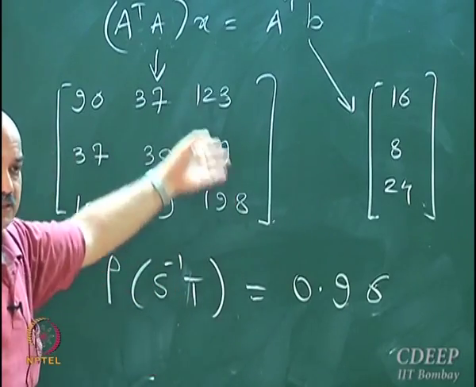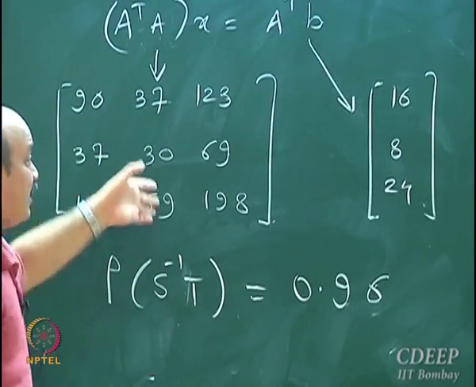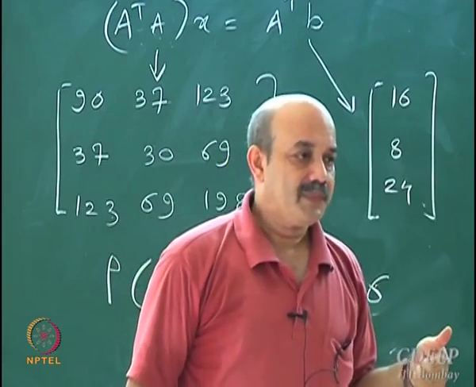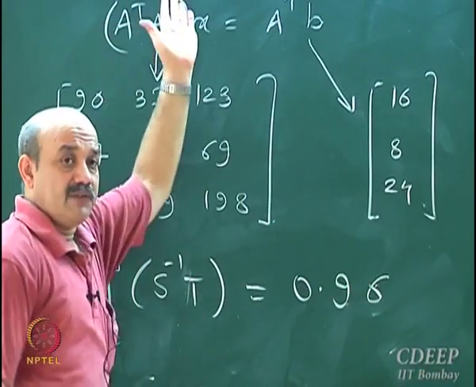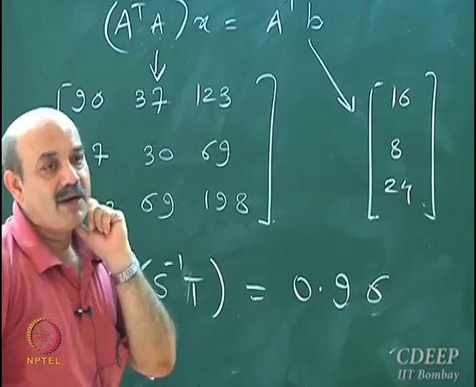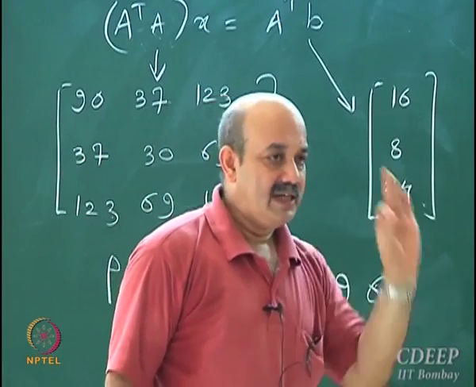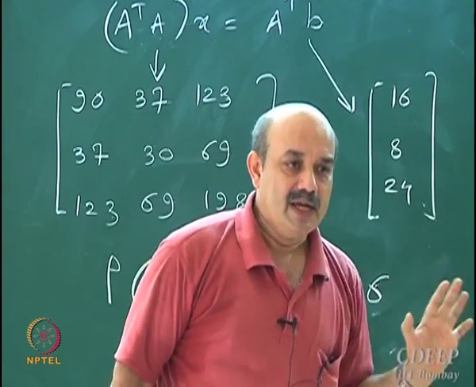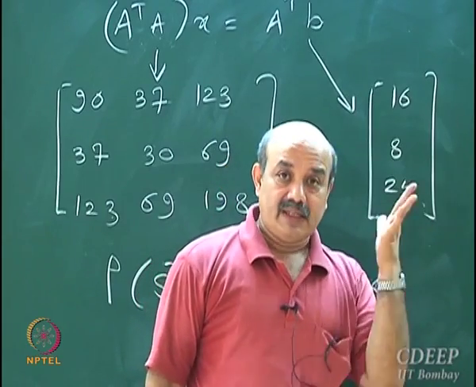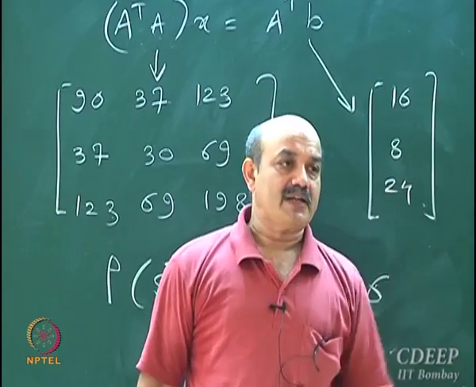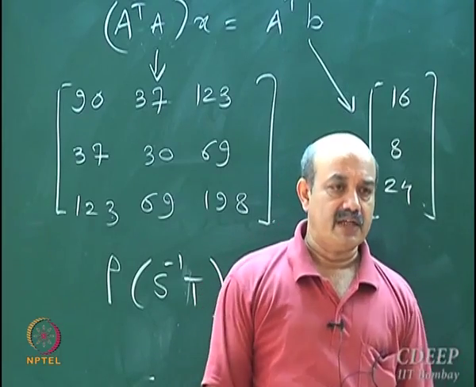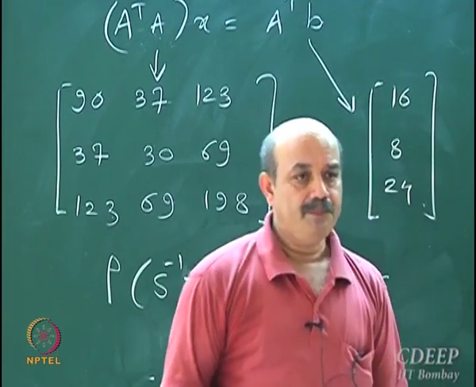This is a symmetric matrix. It's a positive definite matrix by definition. A transpose A is always positive definite, even if A is not positive definite. We have seen this several times. So this is a positive definite, symmetric matrix, and convergence is guaranteed. Just by pre-multiplying both sides by A transpose, I can ensure that I will get convergence by an iterative method. So in the case where obvious things like diagonal dominance are not there, if you want to ensure convergence, just pre-multiply both sides by A transpose and then use Gauss-Seidel. You are guaranteed convergence. Very, very powerful result.